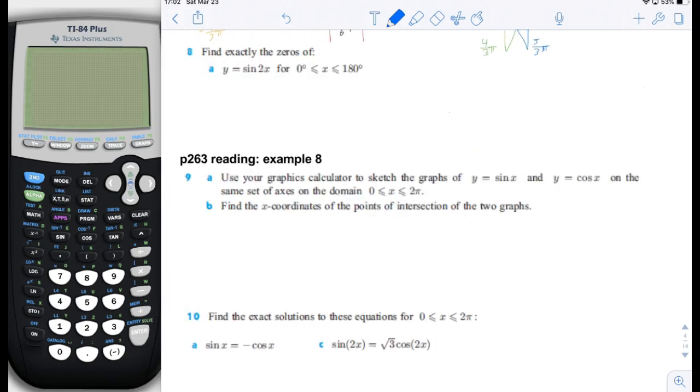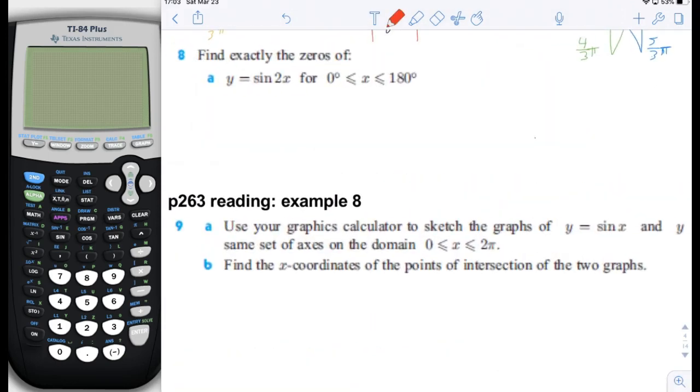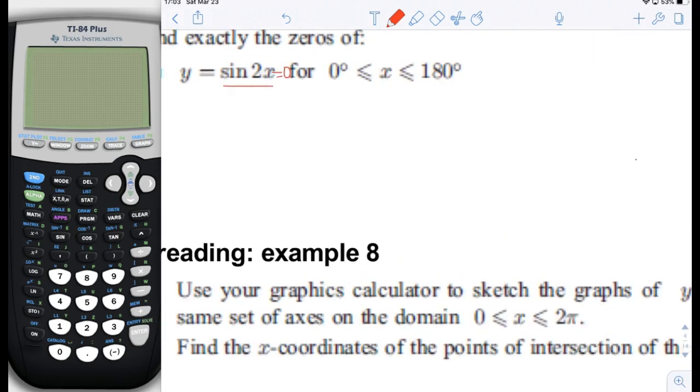Find exactly the zeros of y equals sine of 2x for 0 degrees to 180 degrees domain. Okay, so let's see. If we're finding the zeros of this, basically what we're solving is this equals 0. So the way we would make the table for that would be x on the left, 2x in the middle, and sine of 2x on the right. And we're looking for whenever sine of 2x is equal to 0. What angles give us a sine of 0?